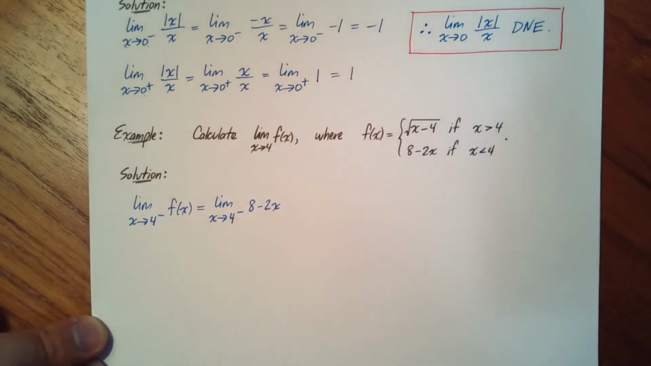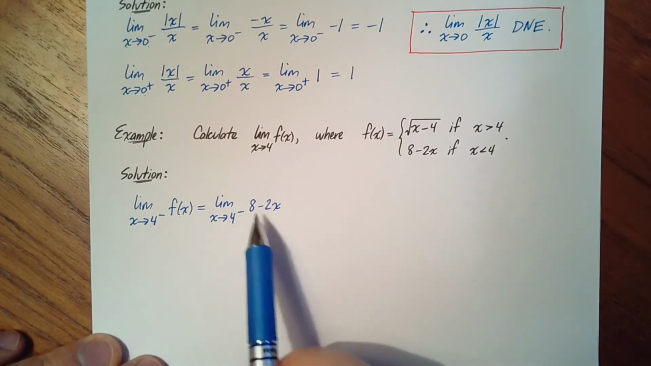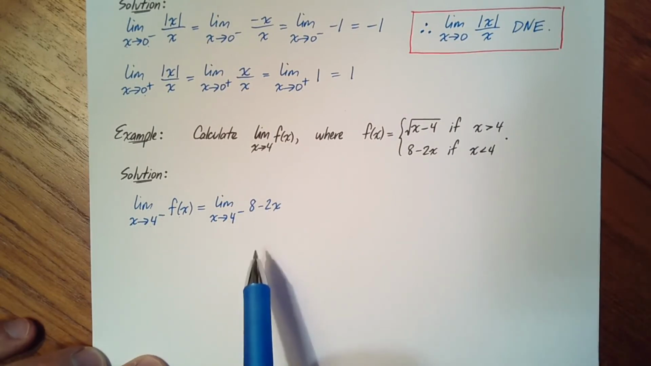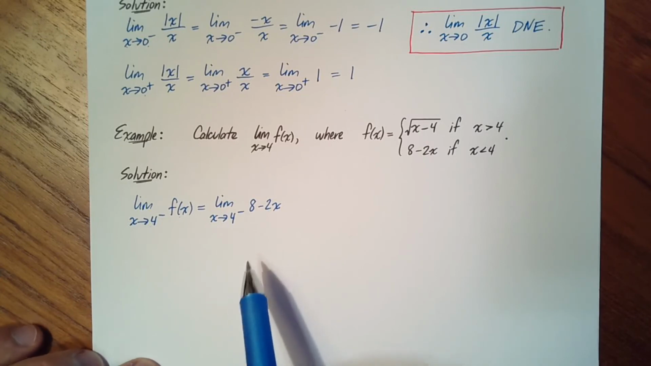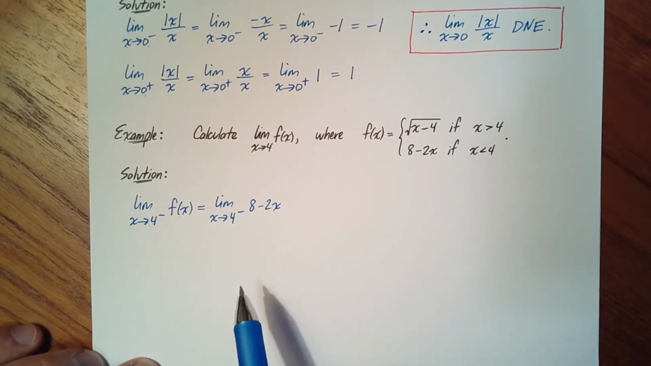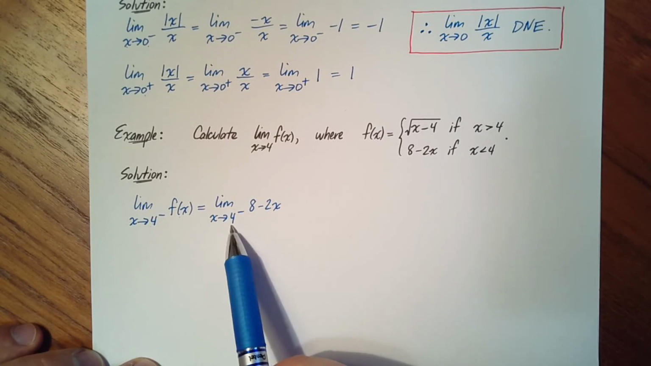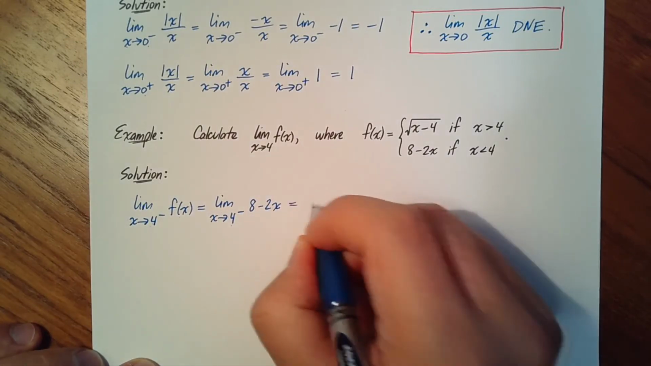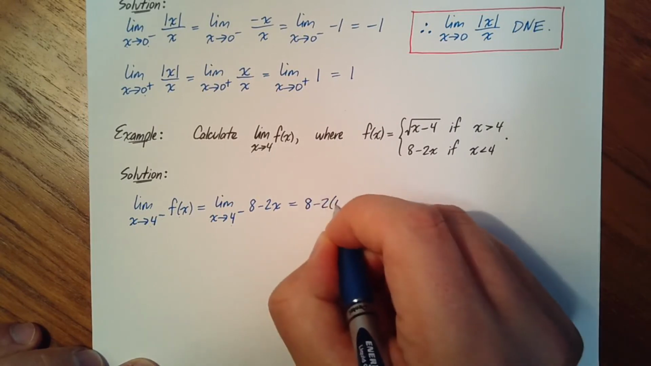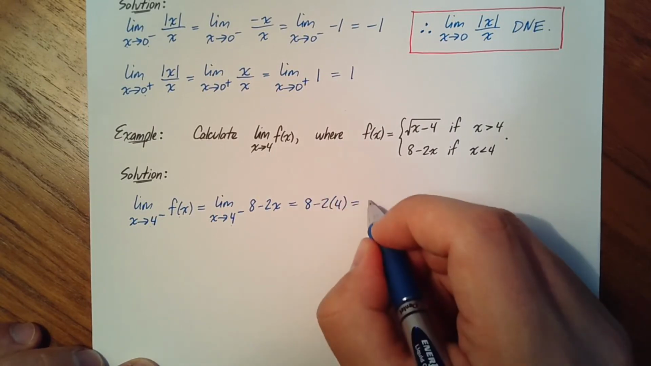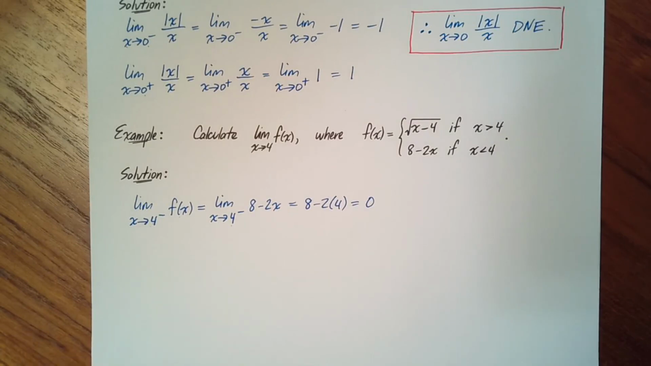This is a polynomial, right? 8 minus 2x is a degree 1 polynomial, and polynomials have the direct substitution property. So we can just plug in our value to get the limit. Plug in 4 for x, and we get 8 minus 2 times 4, which is 8 minus 8, which is 0. Great, so that one-sided limit worked out to be 0.